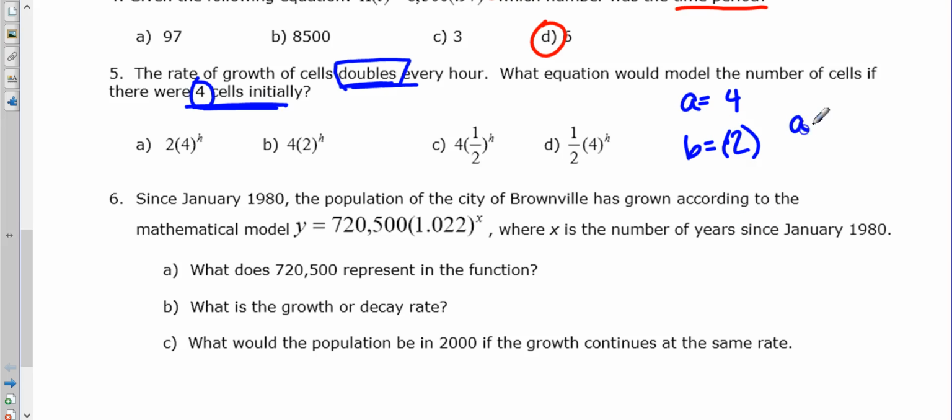So if I have A times B to the X, this time it's saying hour, so I'm going to use an H, A times B to the H. Now, A is 4, and B is 2. Okay, so you should be able to find your answer.